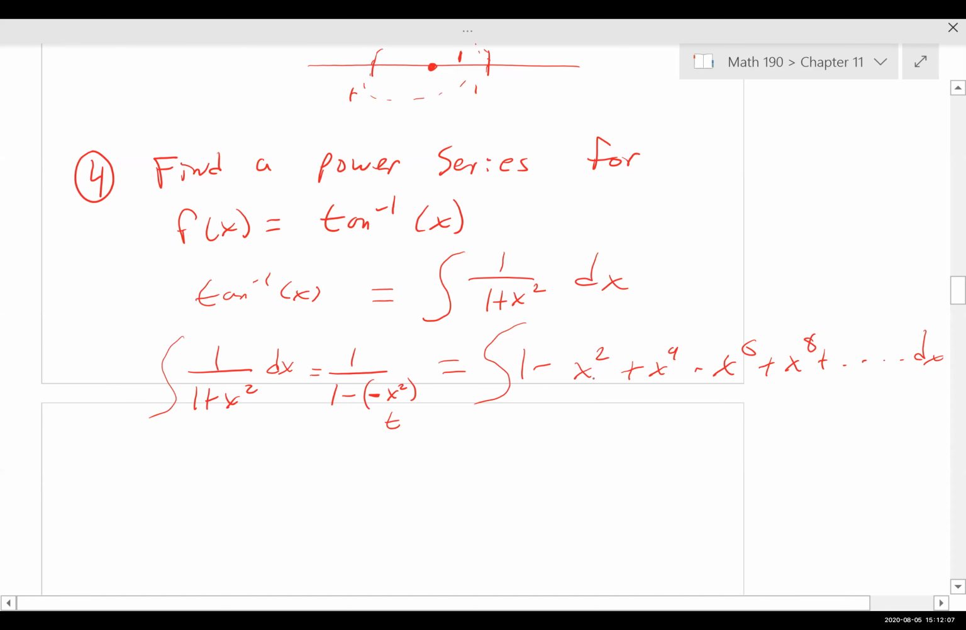Okay, so 1 minus x squared plus x to the 4th minus x to the 6th plus x to the 8th, blah, blah, blah. Again, we're going to integrate this thing. We're going to get a c plus x. We're going to raise this to the first power. This is minus 1/3 x cubed plus 1/5 x to the 5th minus 1/7 x to the 7th plus 1/9 x to the 9th plus, you get the idea, right?